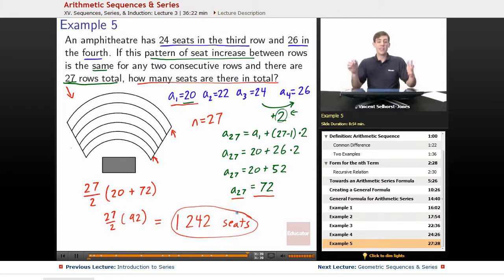All right, in the next lesson we'll wind up looking at geometric sequence and series, which gives us the way to look at this through multiplying instead of just adding.